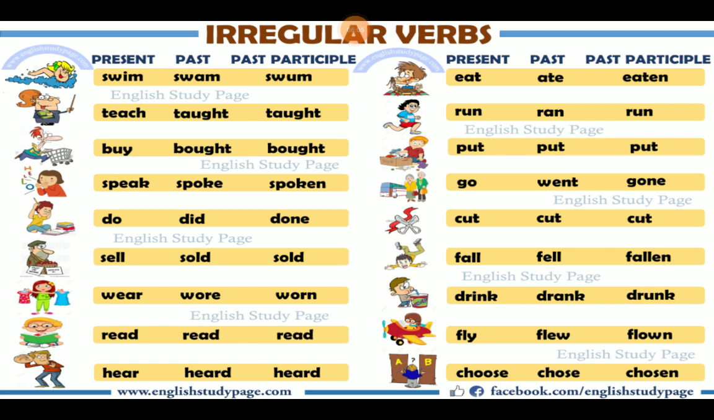And then come to the irregular verbs. Here the irregular verbs are completely different. Even the base form of the verb itself will get changed, as I told you earlier. See here, for the word buy, the V2 form will be bought, B-O-U-G-H-T. And then for speak, spoke, for do, did, for sell, sold. So like that it goes on. So the base form of the verb itself got changed while changing them into V2 forms in case of irregular verbs.